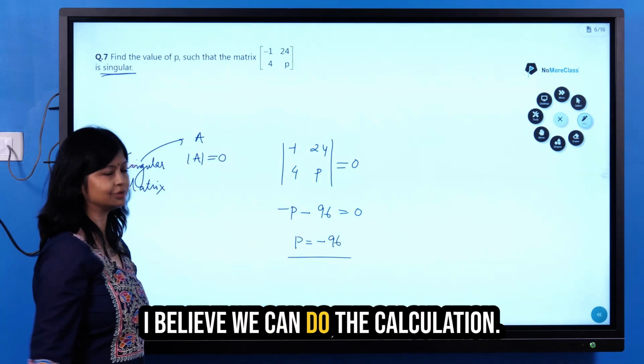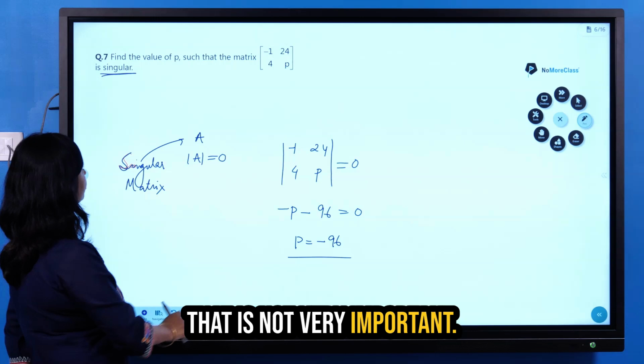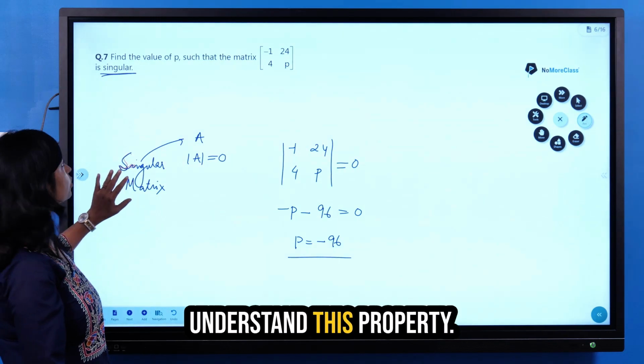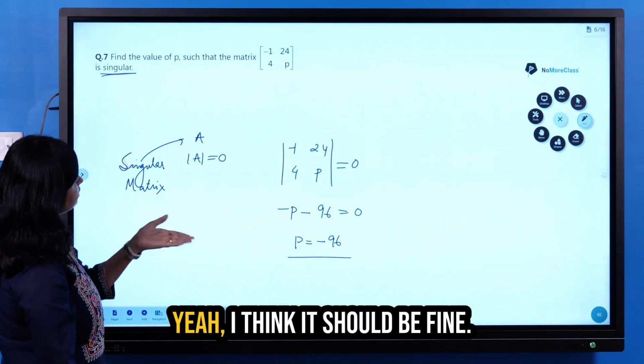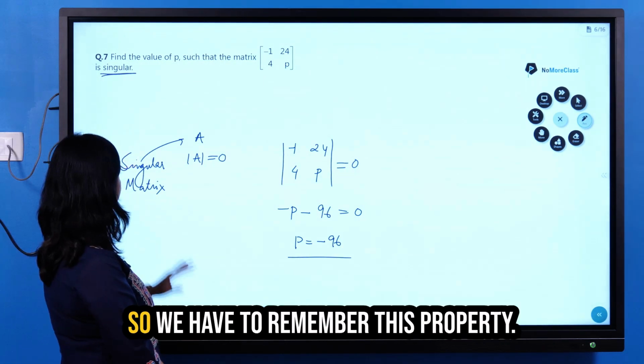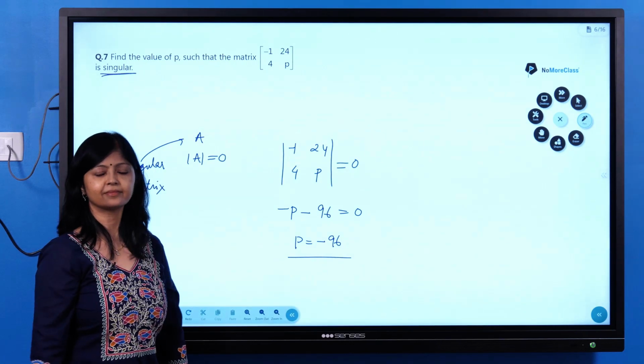I believe we can do the calculation. That is not very important. The important thing is to understand this property. Yeah, I think it should be fine. Yeah. So we have to remember this property.